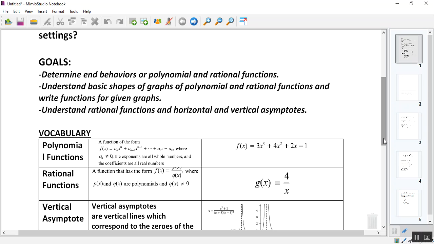We want to understand the basic shapes of graphs of polynomial and rational functions. And then we're going to write functions for given graphs. And then the last thing we need to do is understand rational functions, and we've kind of talked about this a little bit before. Some asymptotes, both horizontally and vertically.